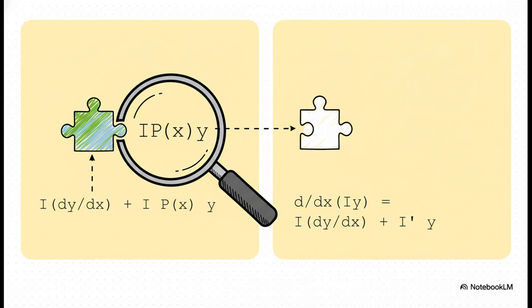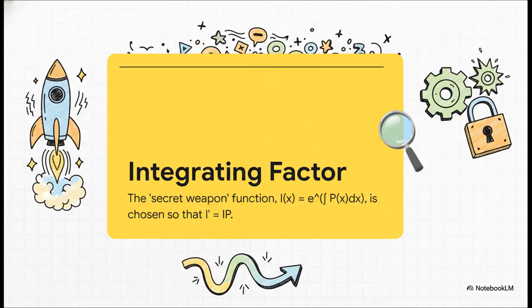Then the two sides would be a perfect match. And here it is. This is the identity of our secret weapon. The function that perfectly satisfies the condition we just dreamed up is e raised to the power of the integral of p of x. This is our integrating factor. Yeah, it might look a little intense, but it is purpose-built to crack this exact kind of code.